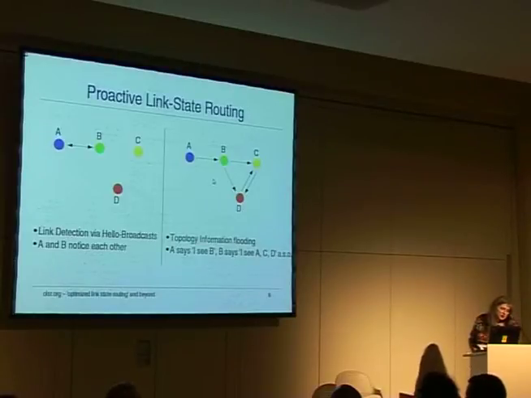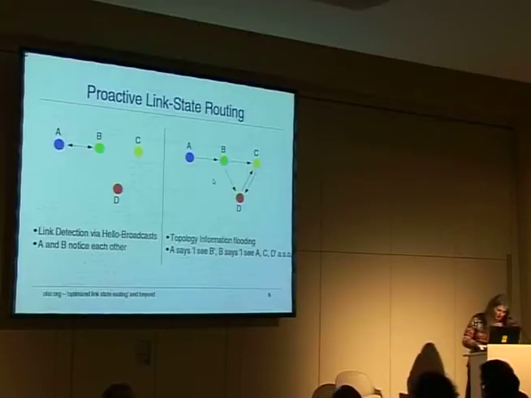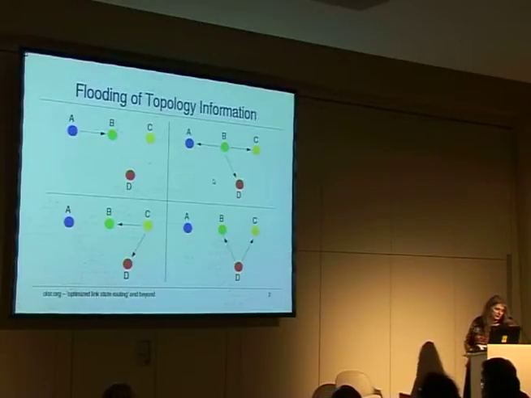Once the nodes learned about the situation or the topology of their neighborhood, they start flooding the mesh with topology information. Well, A says, I can see B, B says, I see A, C, D, and so on. Basically, the basic proactive routing protocol just floods those topology information all over the whole mesh, regardless if somebody has already heard it or not. I think there's not much to say to this slide.